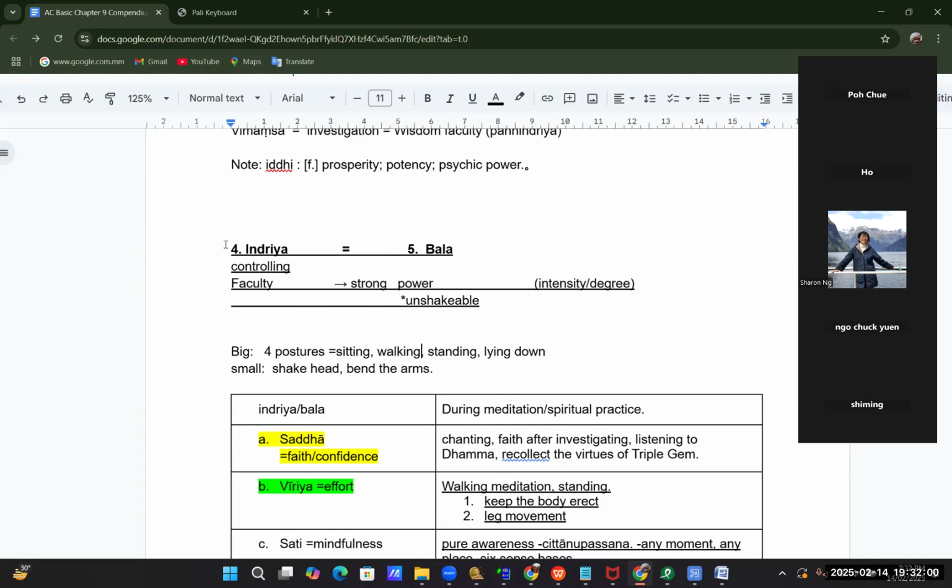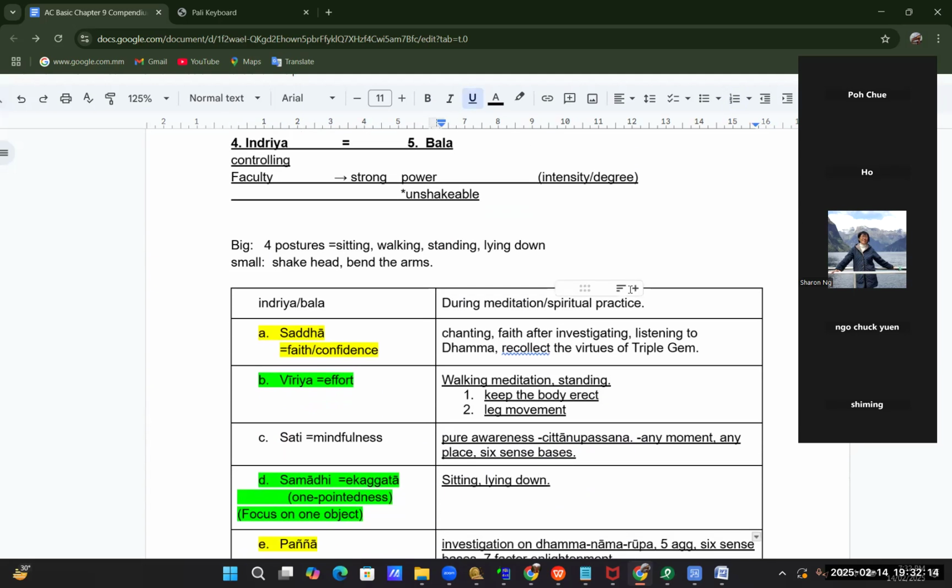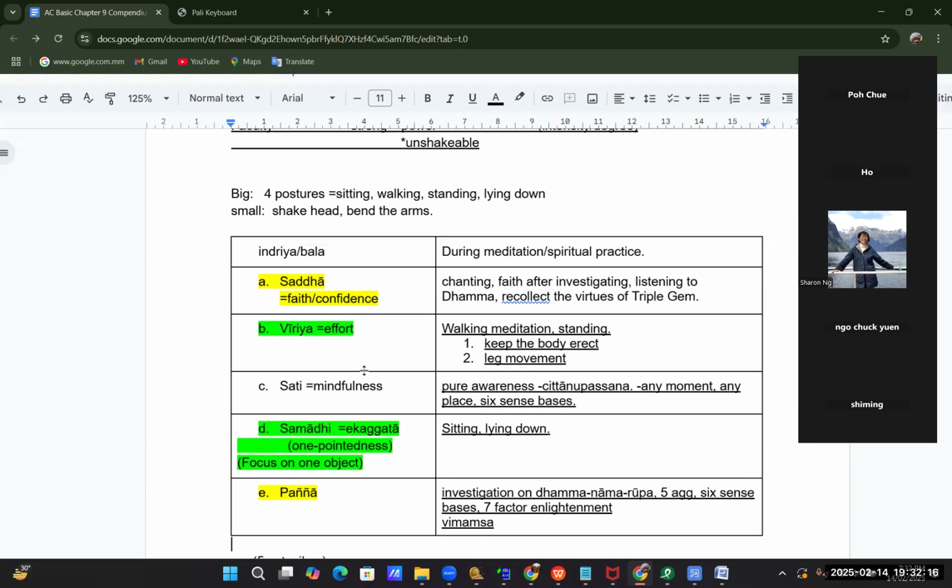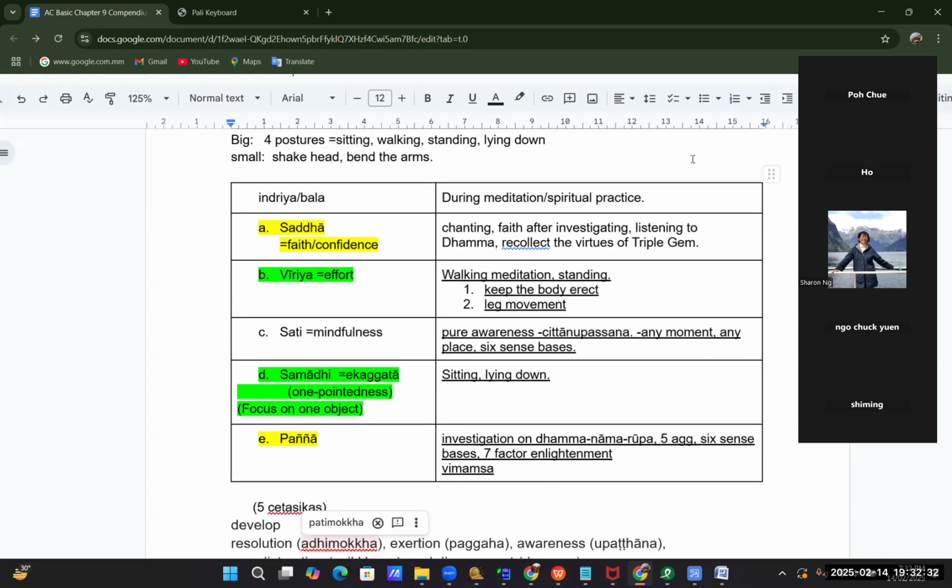Okay, so indriya and bala are quite the same, but indriya is the controlling faculty, and when it becomes strong, it becomes power, bala. So it's only the intensity and degree that is different. Bala is unshakable. So these are the 5 of them, which is actually very important for anybody who practices meditation. You need to have effort, but you need to have this confidence, faith, effort, mindfulness, samadhi, and panya. All right.